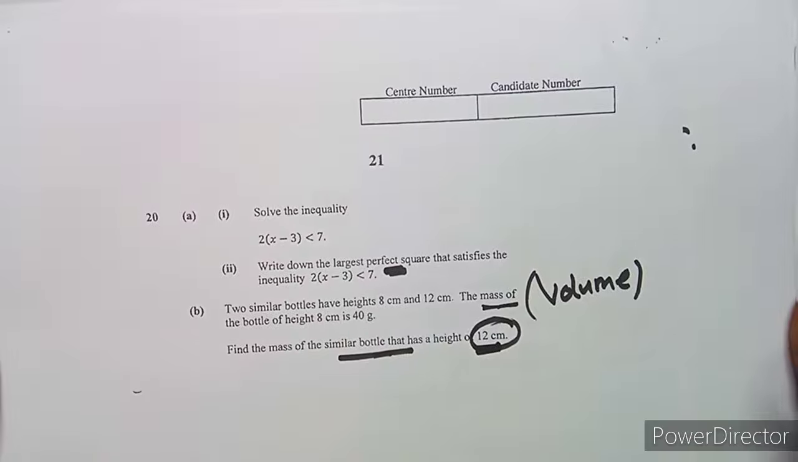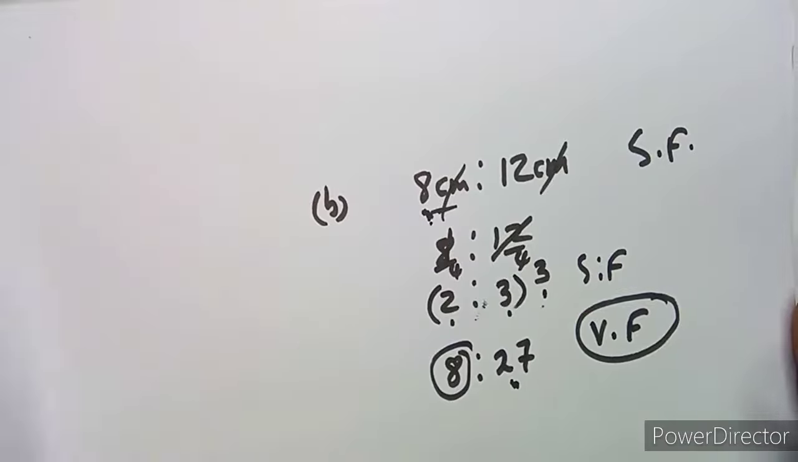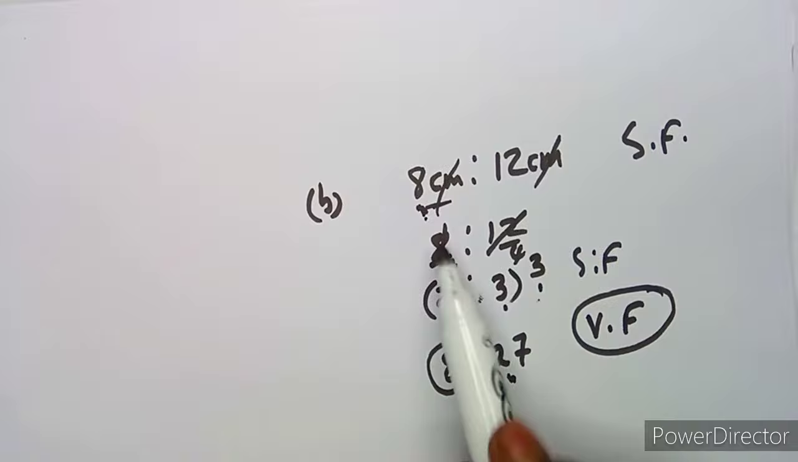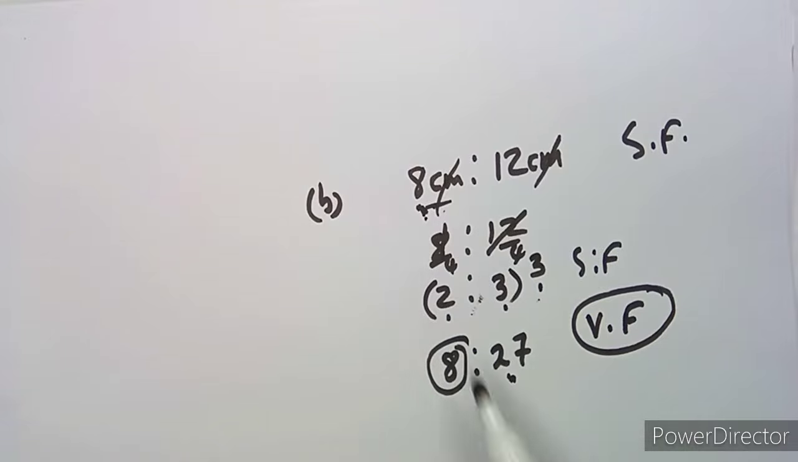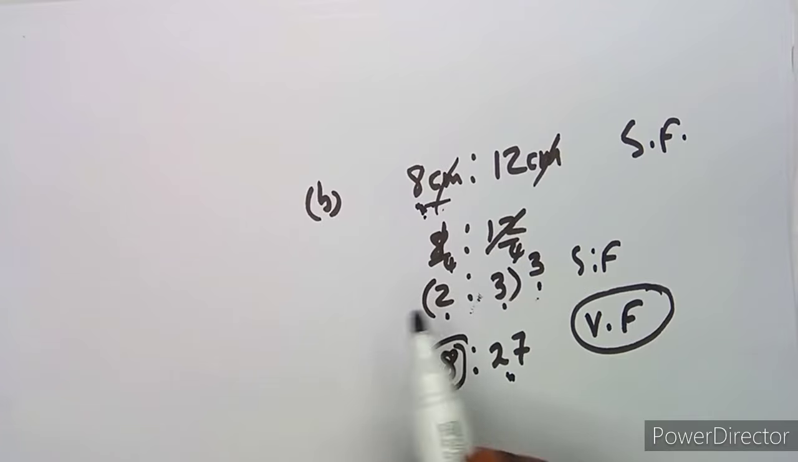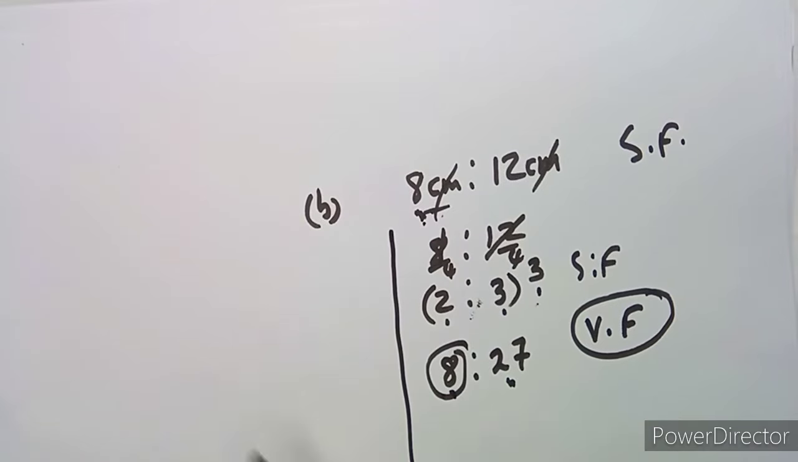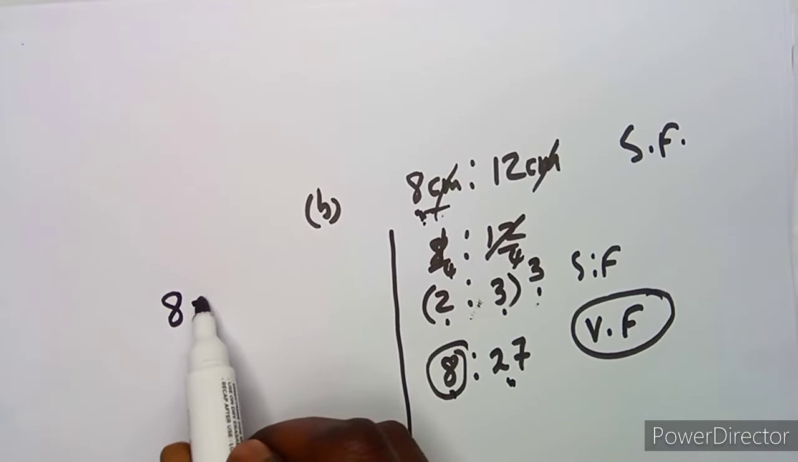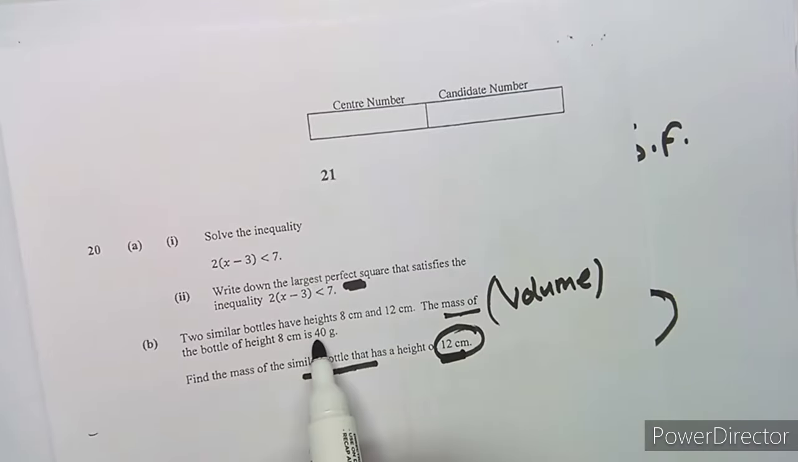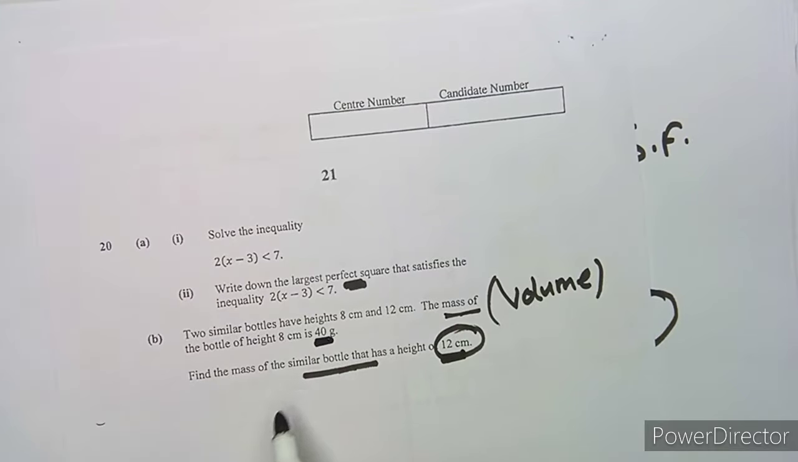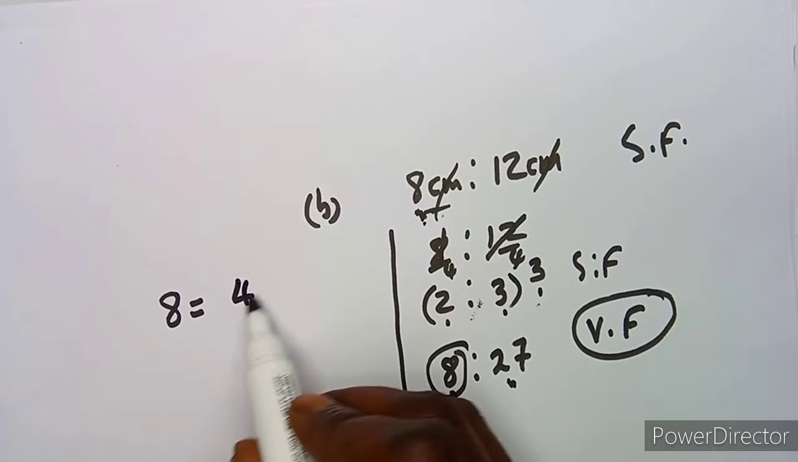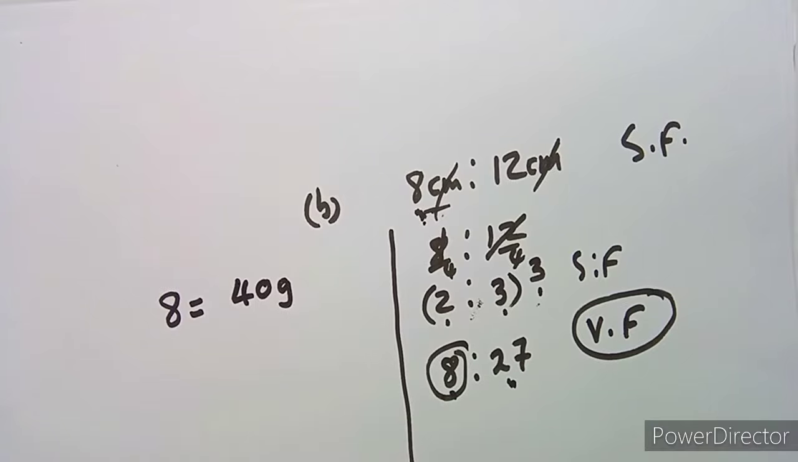Okay, let me adjust this side, guys. I think it's affecting now. Okay, this 8 here is not the one that we are talking of. We are talking of this 8. So according to your volume factor, the volume of 8 corresponds to a mass of what? Of 40 grams. So this is the one that corresponds with 40 grams.